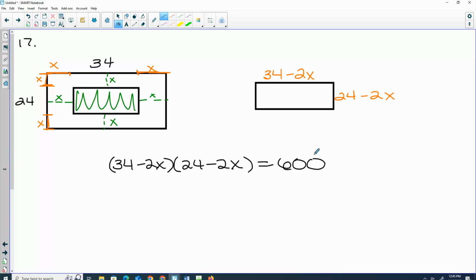So remember, you have to define your variables. A picture is fine, but make sure there's an X in your picture for that to count as defining your variables so I can look at it and clearly see what X represents. Then we write our equation, so now we solve this. So 34 times 24, what is that? Thank you. Minus 68x.